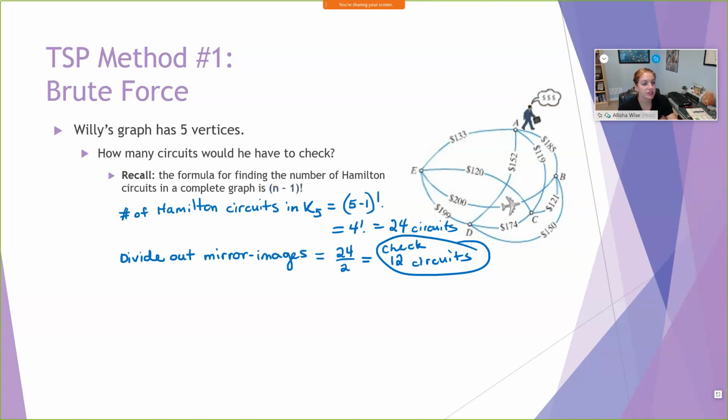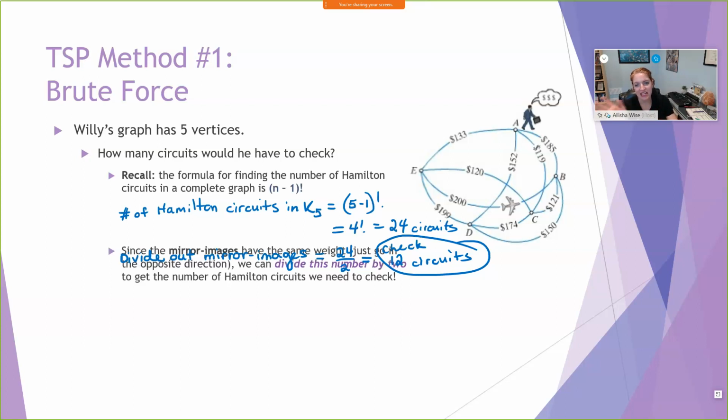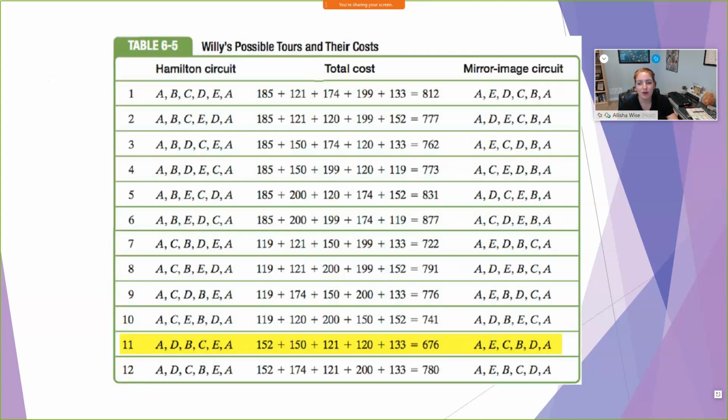I already kind of mentioned that, but again, since the mirror images have the same weight, just going in the opposite direction, we divide this number by 2. That's what I already said. I got ahead of myself here. So what is the optimal tour?